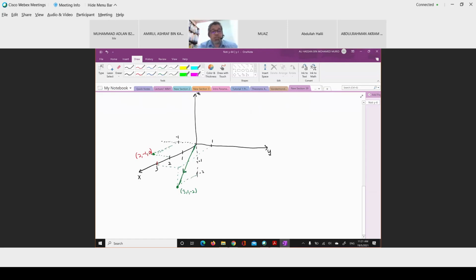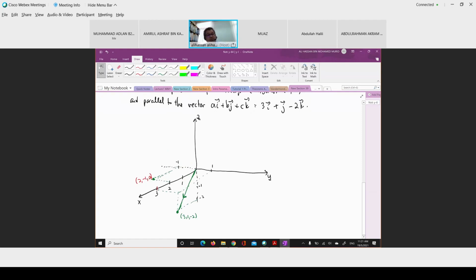So now we want to draw a line that passes through (2, -1, 0) and is parallel to this vector in green here. So it's pointing in a downward direction, right? So it's something like this, yeah. Okay.